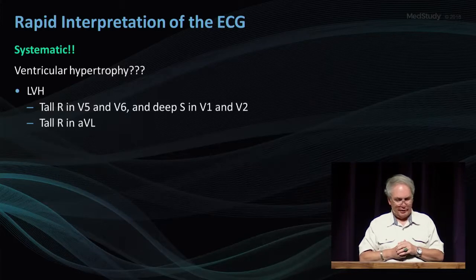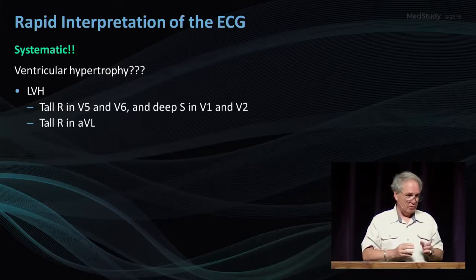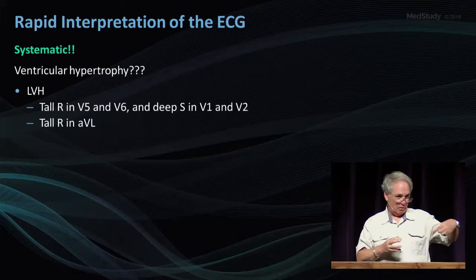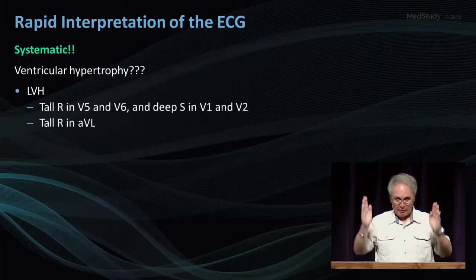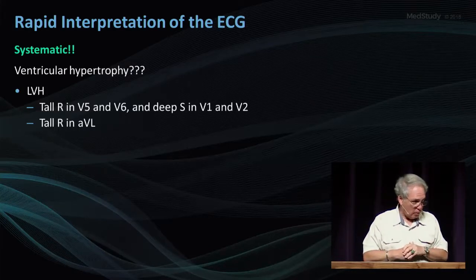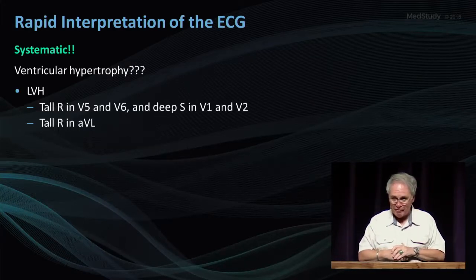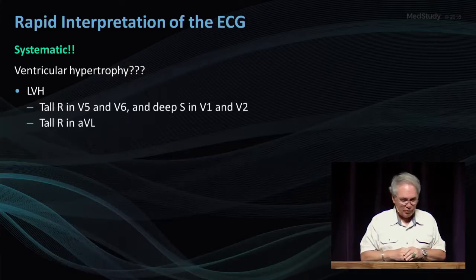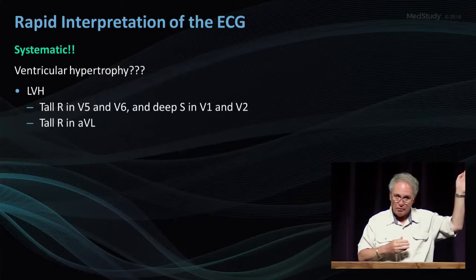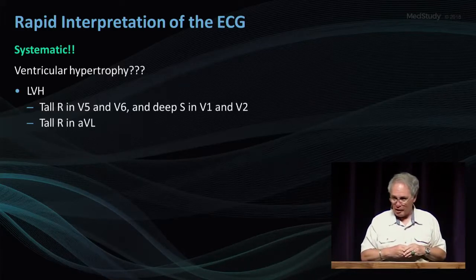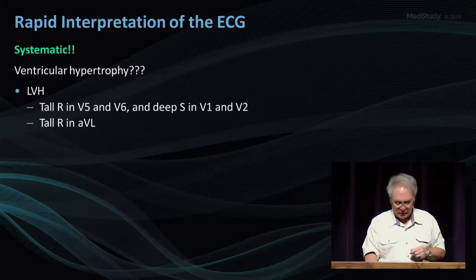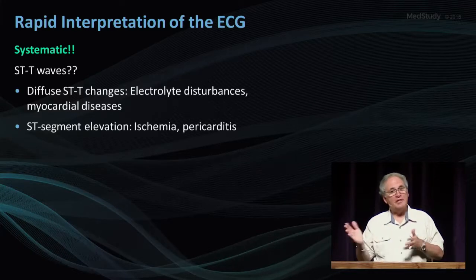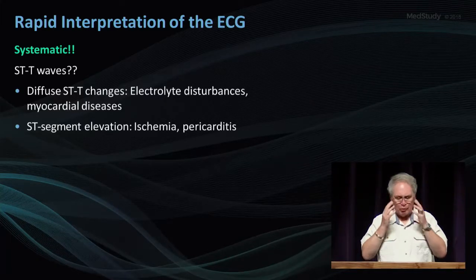What about left ventricular hypertrophy? Remember that I told you V5 and V6 along the chest leads gives you a perfect look at the left ventricle. So if you see very tall, abnormally tall R waves, positive deflections in V5 and V6, that's left ventricular hypertrophy. Sometimes you'll see a tall R wave in lead AVL also as a sign of left ventricular hypertrophy. But again, V5 and V6, a perfect look at the left ventricle. Lastly, we look at the ST-T wave segments. Do they look normal or are they abnormal?